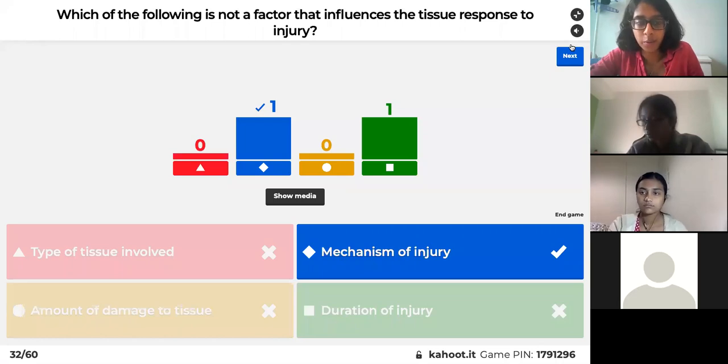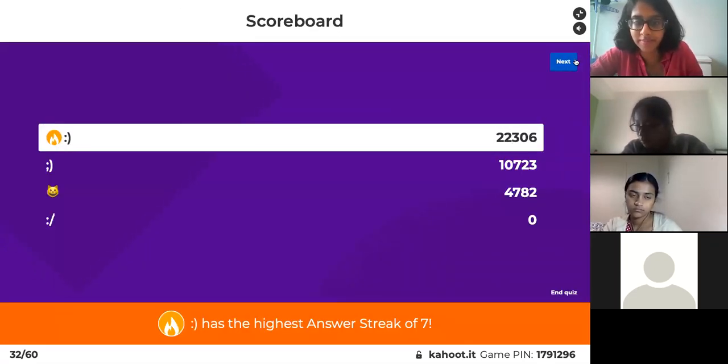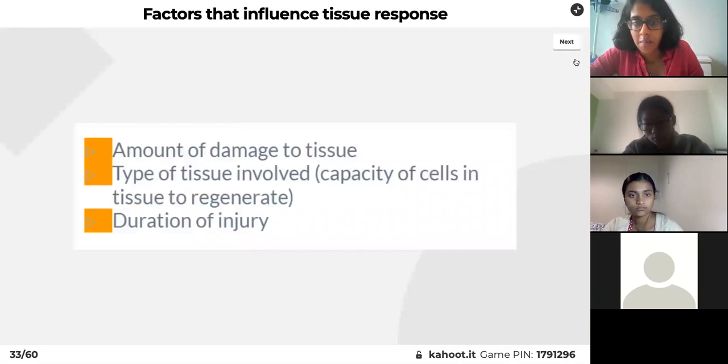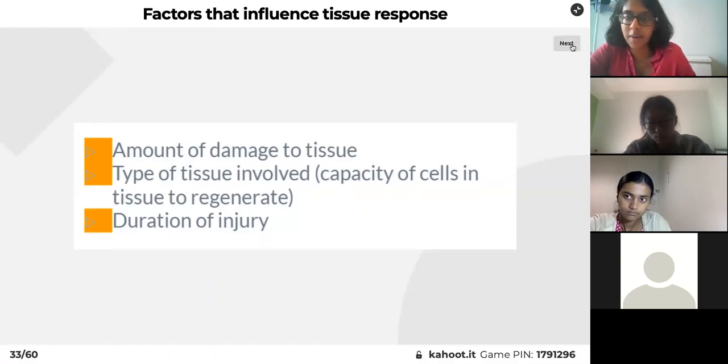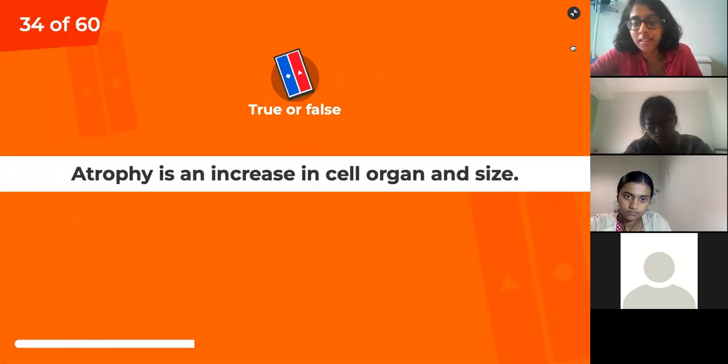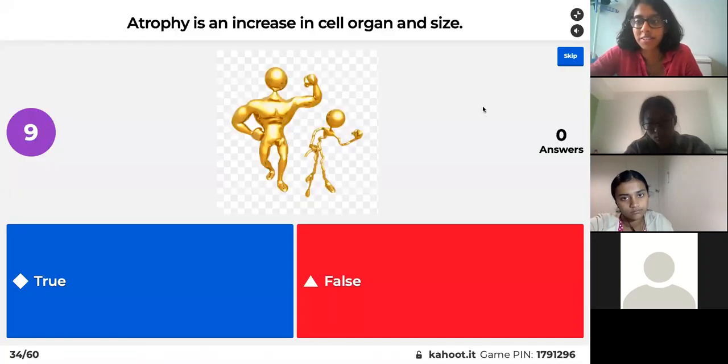Yep, so I made up the one in blue. All the other 3 are definitely factors that influence tissue response to injury. Yeah, so that's basically all there is to that one, except that with type of tissue involved, the importance of that is that it kind of indicates how capable the cells are of regenerating, which is covered in the next learning objective after this, the capacity to regenerate. Oh, not the next one, the one after this.